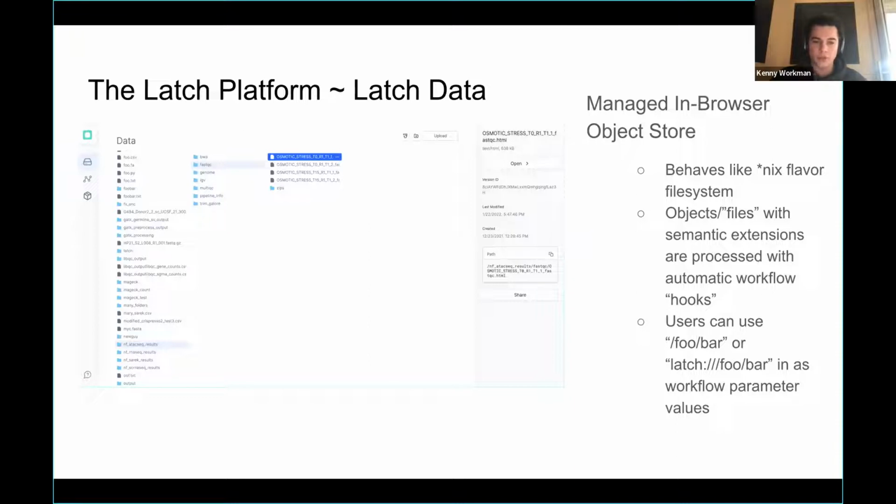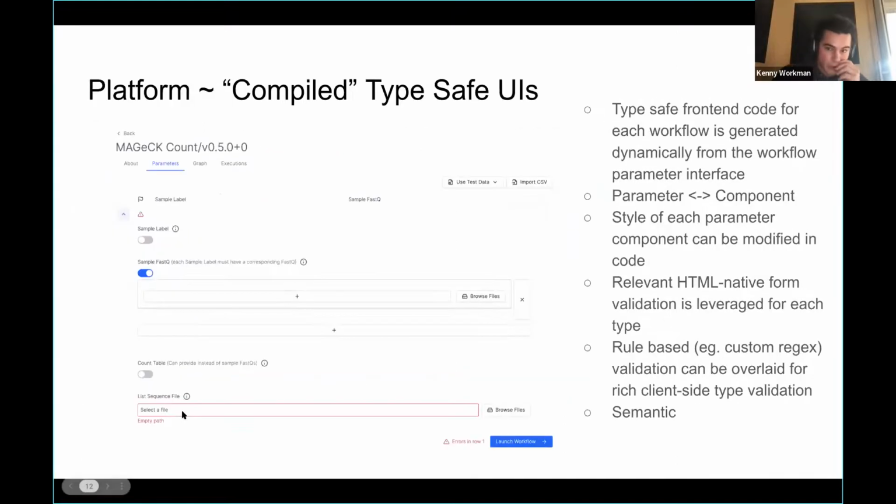We found that, I'm sure you all have found that as well, that S3 and bucket stores are incredibly unwieldy. When working with large scale projects, it doesn't feel like a file system, and you really need that to scale things out. So on top of the file system, we have compiled type safe UIs.